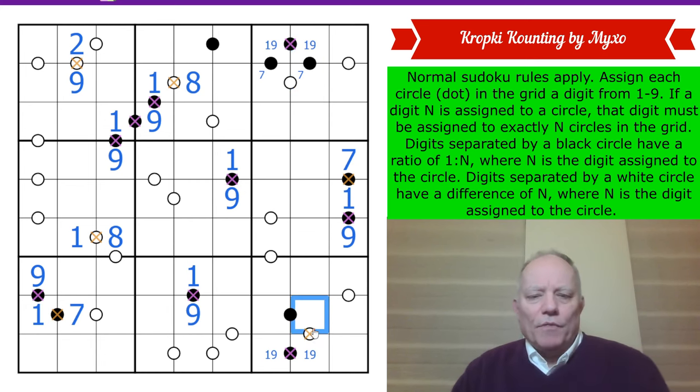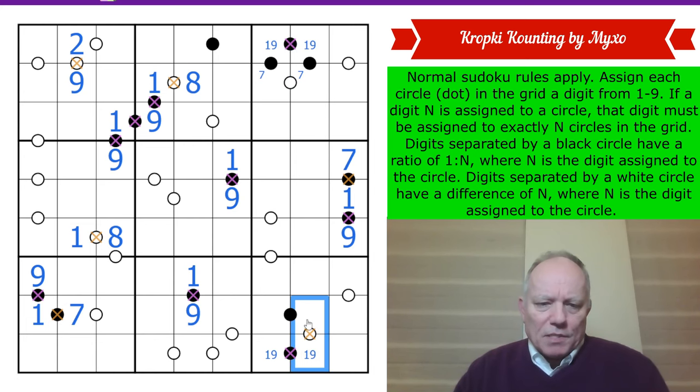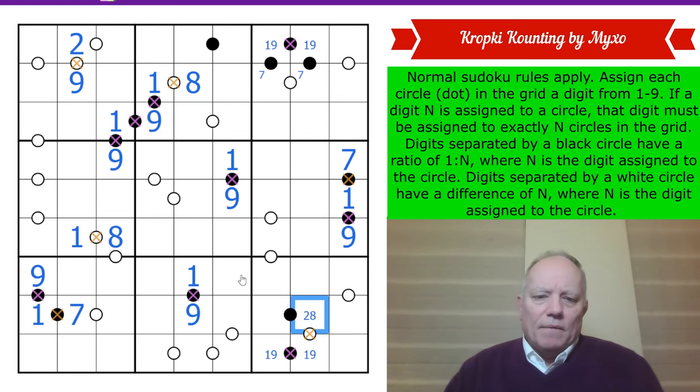Oh, this is a white dot 7 as well. So that is either 2 or 8. This is either a 2-9 or an 8-1 dot. I'd missed that.